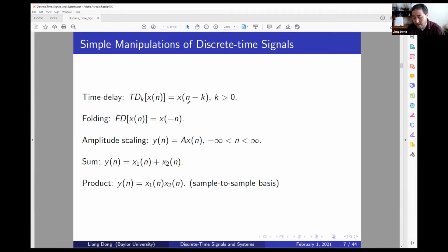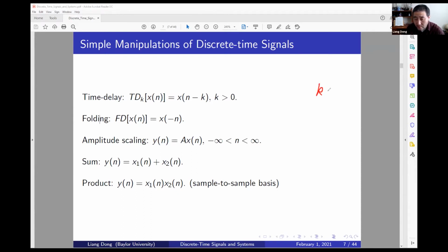You can think of that as having a memory unit. I store it, and after k sample periods, I release it. So we have the delayed x[n minus k]. So the time delay is the signal x[n minus k] when k is greater than 0. And of course, k is an integer.